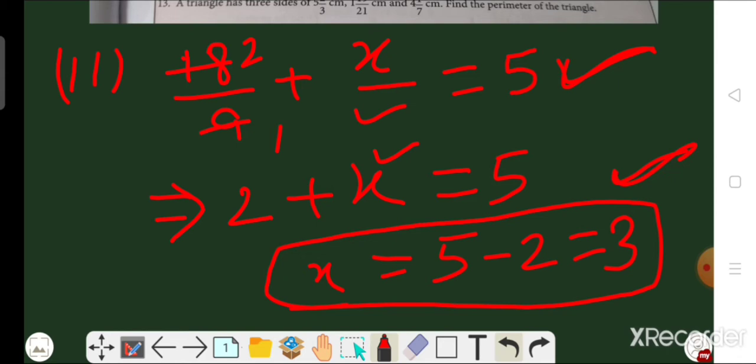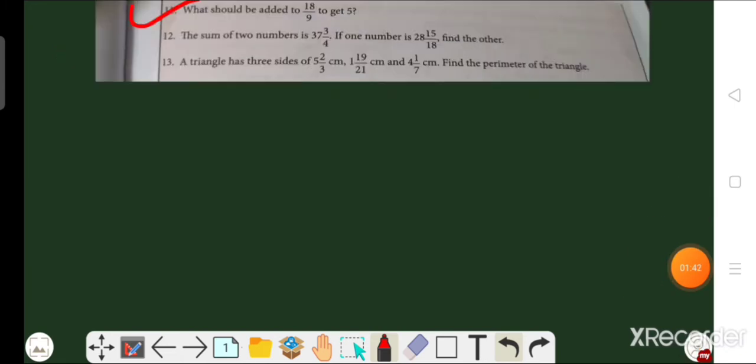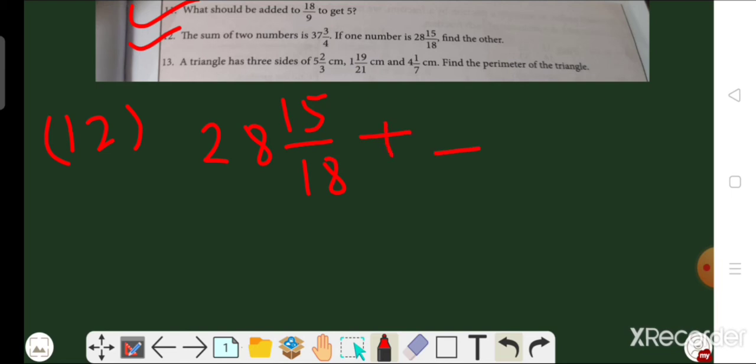Okay. Now we will do our 12th question. In the 12th question, the sum of two numbers is 37 raised 3 by 4. If one number is 28 raised 15 by 18, then find the other. Okay beta. In the 12th question we have two numbers. One is 28 raised 15 by 18 plus another number which we have to find, and this is equal to 37 raised 3 by 4. Okay. So this is given in the 12th question and we have to find the number.